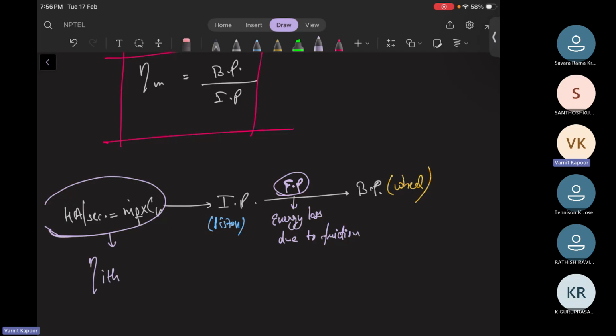Okay, from where, which is nothing but heat added with the input power generated, and from input power to the brake power you are getting the mechanical efficiency. This is your mechanical efficiency. So we will define indicated thermal efficiency and brake thermal efficiency here.